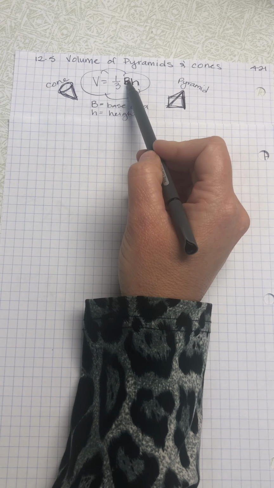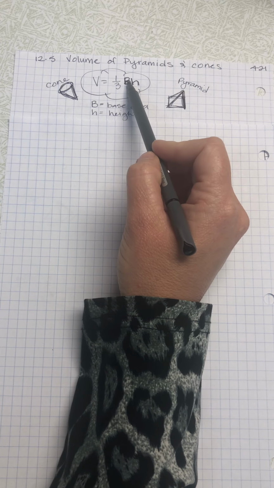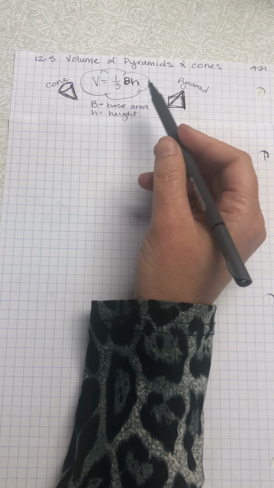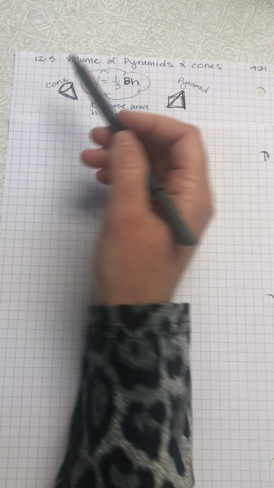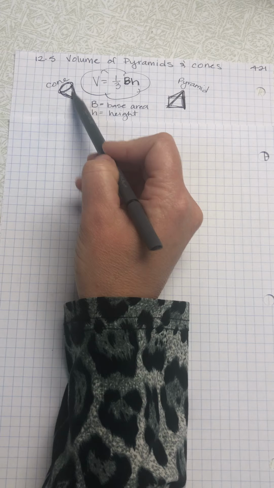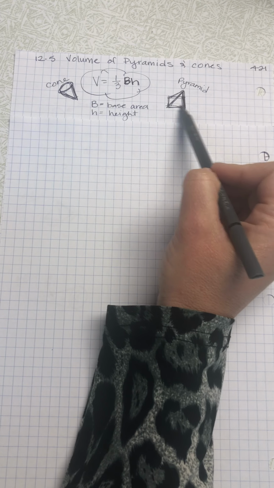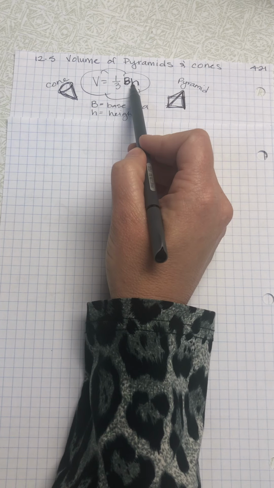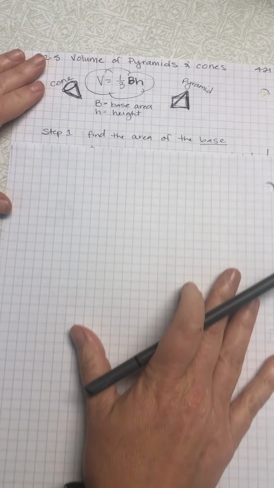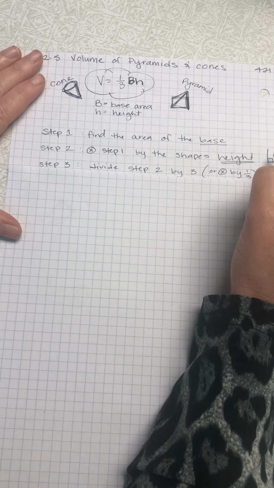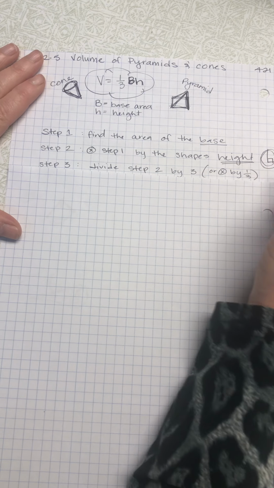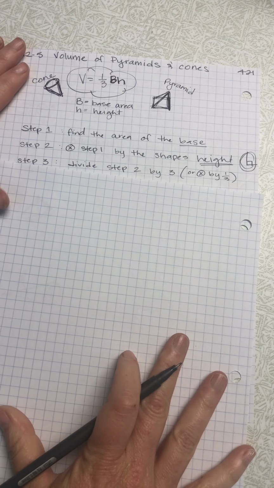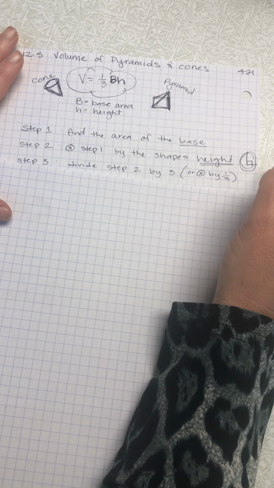So the area of the base we used yesterday, right? So you want to find the shape and get the area of the shape, whether it's the circle for a cone or the square or rectangle for the pyramid. And then you're going to multiply it by the height. And the height, remember, should have a 90-degree angle, okay? It should have a 90-degree angle, should be labeled, okay?